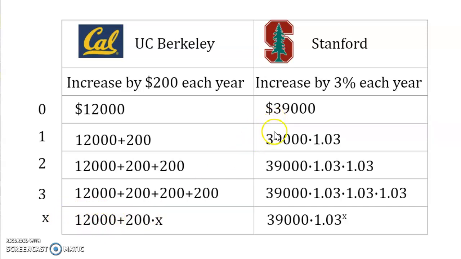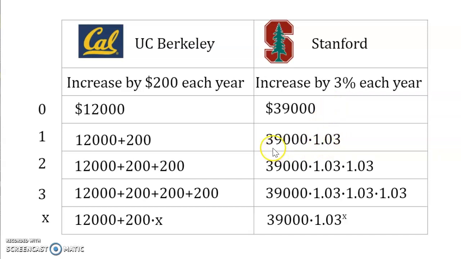In comparison, what about Stanford? Okay, we're starting with 39,000. But each year we are increasing by 3%. That means we are going to be multiplying by, not by 0.03, but 1.03, because we want to add 100% to the 3%, because we need to add whatever we started off with. If I just multiply by 3%, I am just going to get the increased amount. But I also need to add what we started off with as well. So that's why you're going to add 100% to 3%, which is 103%. So you're therefore multiplying by 1.03.